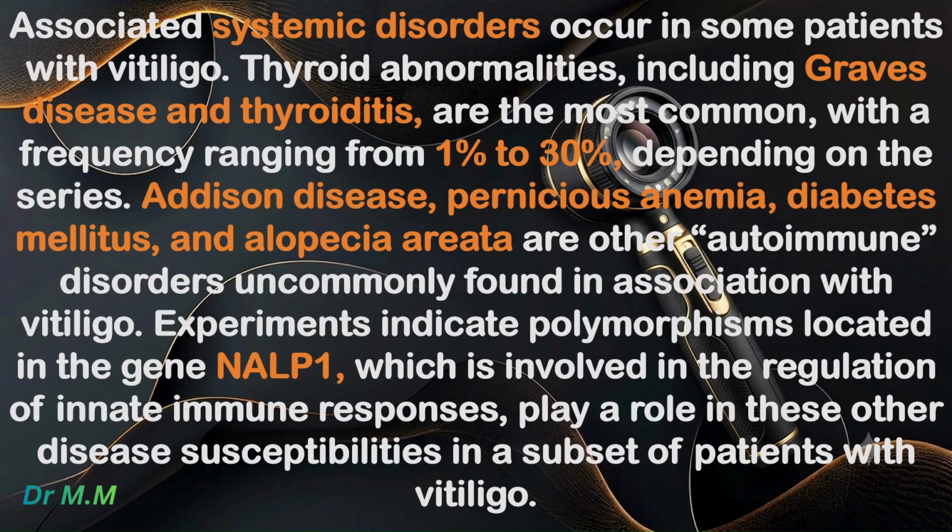Associated systemic disorders occur in some patients with vitiligo. Thyroid abnormalities, including Graves' disease and thyroiditis, are the most common, with a frequency ranging from 1% to 30%, depending on the series. Addison disease, pernicious anemia, diabetes mellitus, and alopecia areata are other autoimmune disorders uncommonly found in association with vitiligo. Experiments indicate polymorphisms located in the gene NALP1, which is involved in the regulation of innate immune responses, play a role in these other disease susceptibilities in a subset of patients with vitiligo.